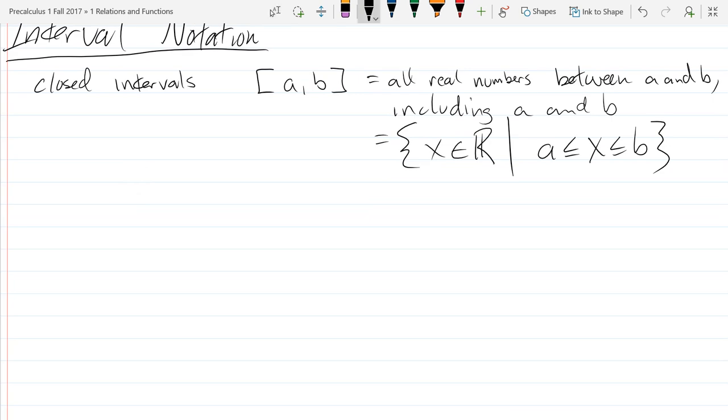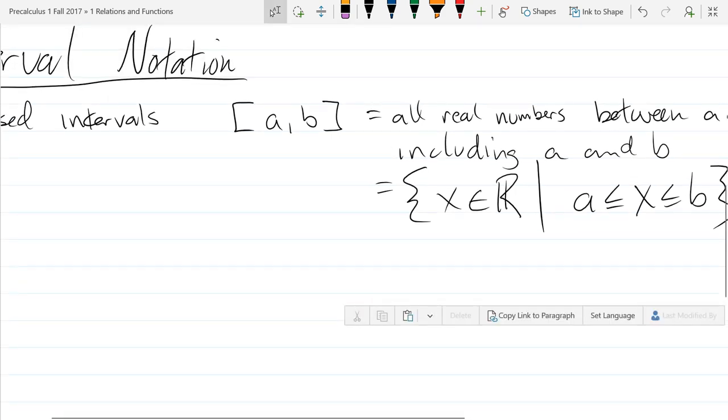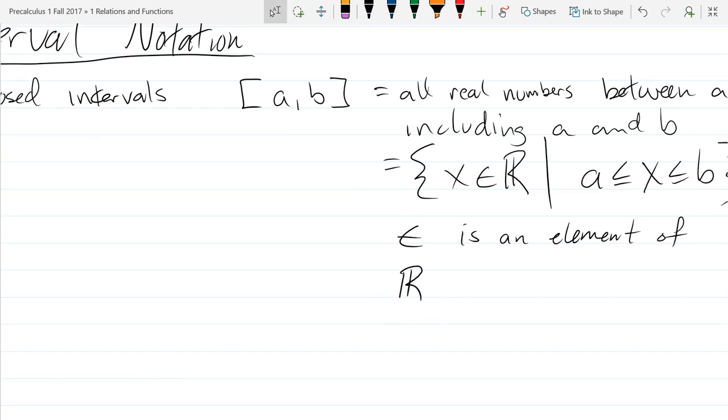A lot of times in set builder notation, you don't see that little symbol right there in the real numbers. I don't think I've written this down before in this class yet. So I'll talk about those symbols right there. This right here means is an element of. And this weird capital R that has two vertical lines on it, this is called a bold R. And this is the real numbers.